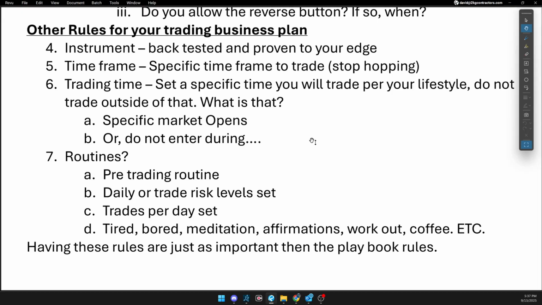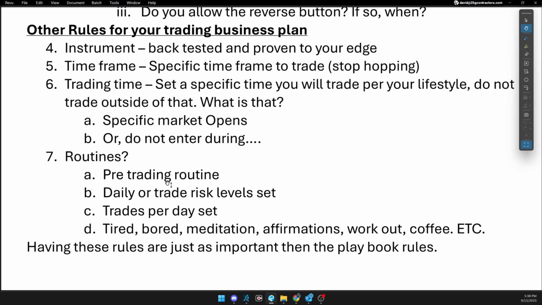Being in the 4 hour time frame is easy because I don't necessarily take a trade every day. So having these rules are just as important as the playbook rules. Figure this out. Figure out what your rules are, dial it in, and start sticking to it.